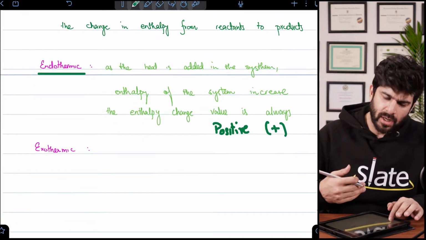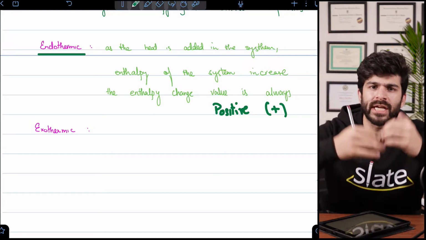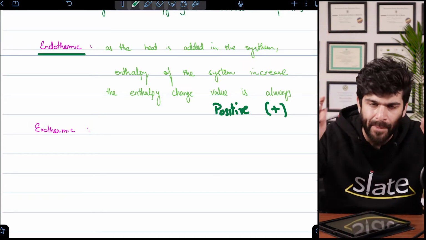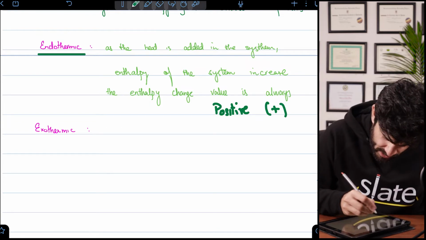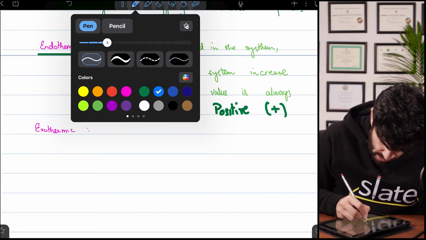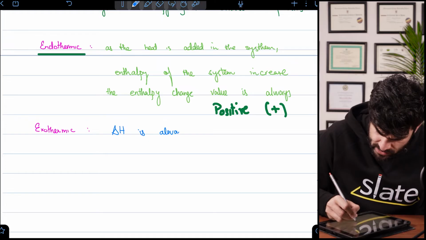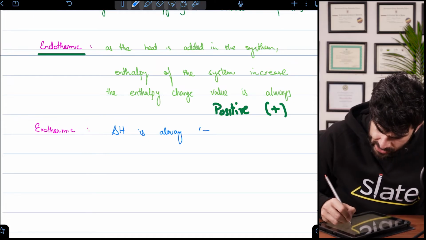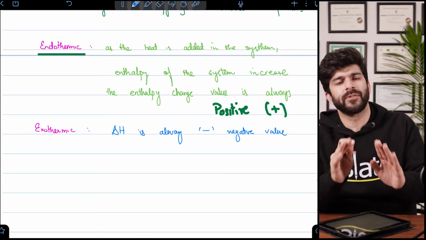And vice versa. For exothermic, as the energy is leaving the system, we are losing energy. We are losing the bank balance. So we are in negative. So for exothermic, enthalpy change is always a negative value. So that's a fixed rule, students. That is a fixed rule.